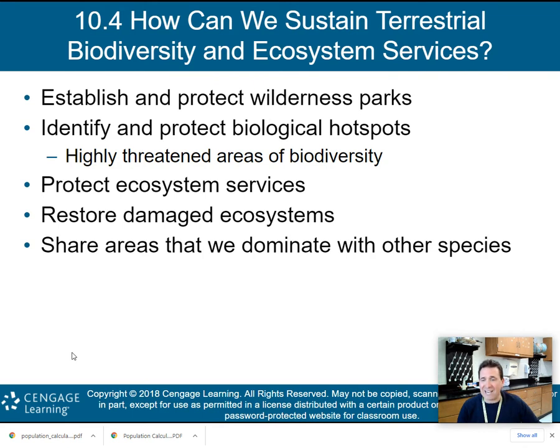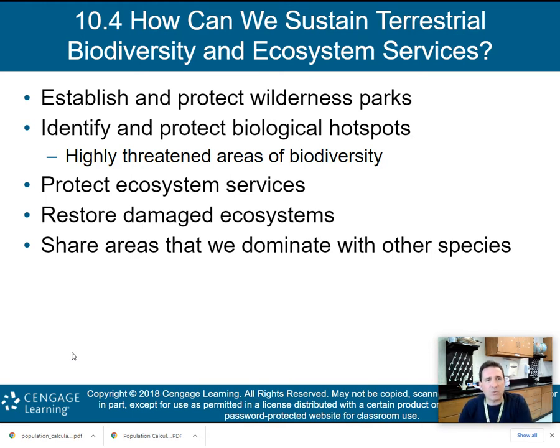All right, so that's it on wetlands. Now we're going to start talking about, just in general, how can we sustain terrestrial biodiversity and ecosystem services. So a lot of this stuff we've already spoken about in our individual sections on forest and the wetlands and the rangelands. But again, we're going to talk about it now in more detail, in more of a general sense.